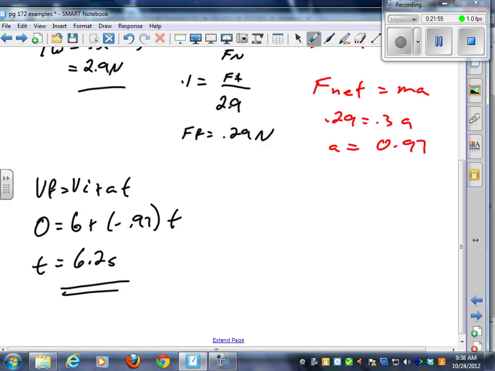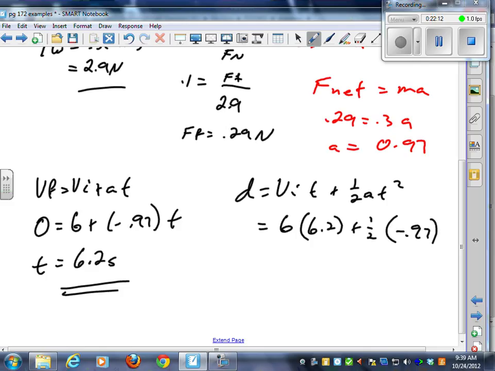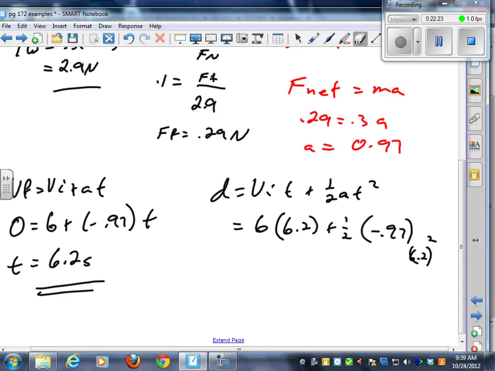Okay, if you want to know how far it goes, that would be d equals vit plus 1/2 at squared. Initial velocity is 6, time is 6.2, 1/2 acceleration again minus 0.97, my time again 6.2, and I got to square that. And you should get a distance of, make sure that's negative there, about 19 meters.